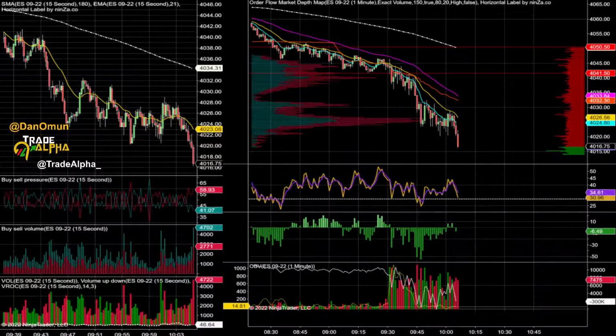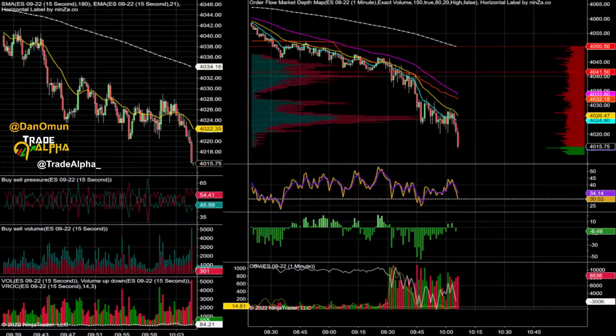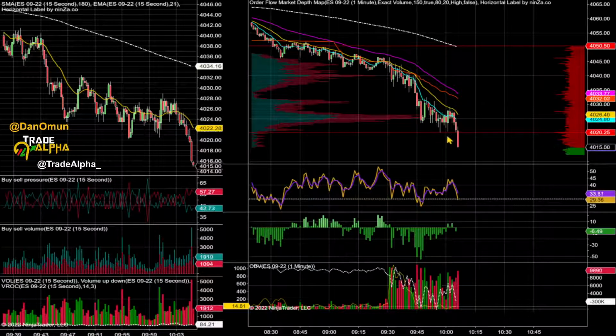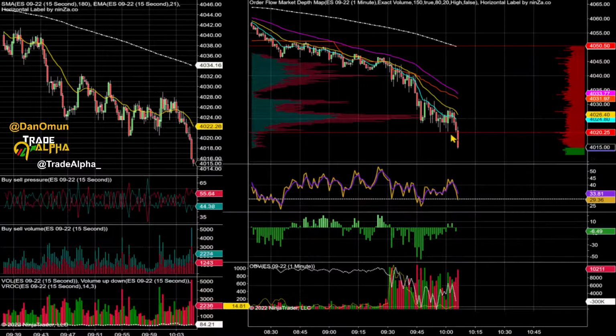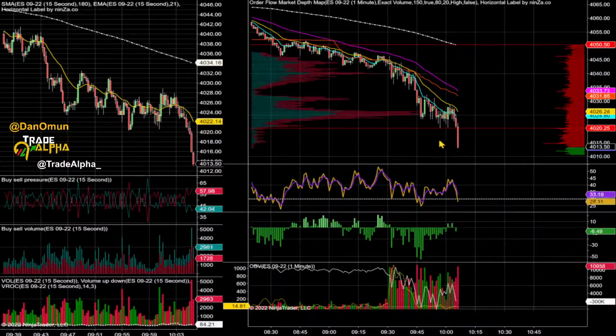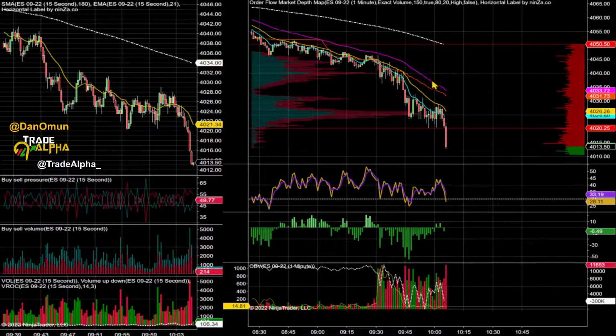So as I'm speaking right now, there was actually a setup that I missed. There was this breakdown right here. What I should have had is a stop market sell right here, and that would have caught all of this right here. So if I had been paying attention, I would have caught that. But that's okay.